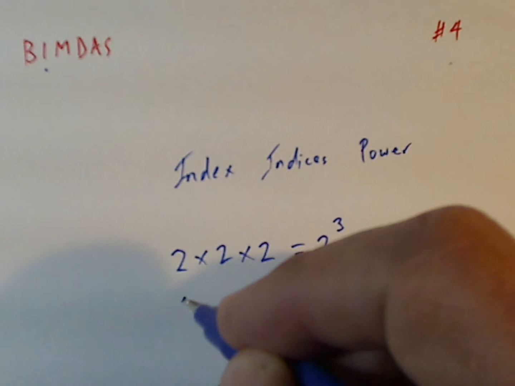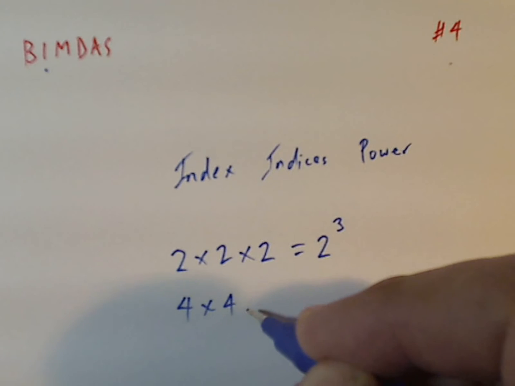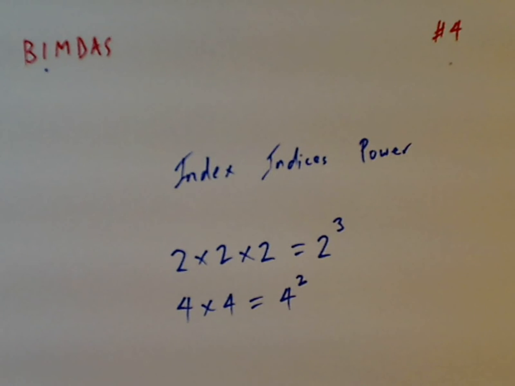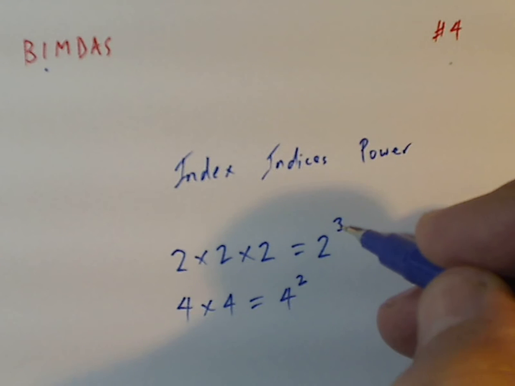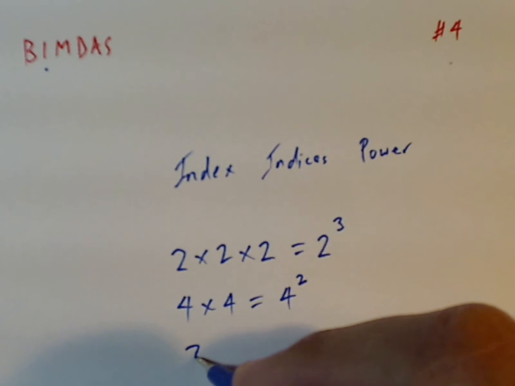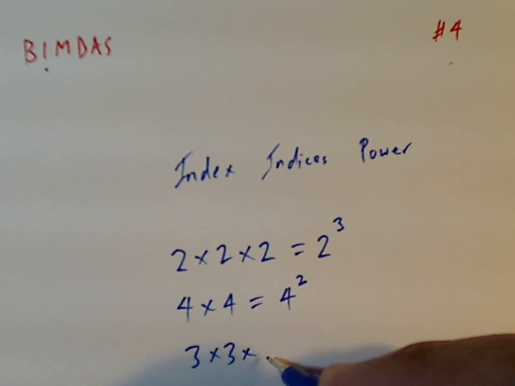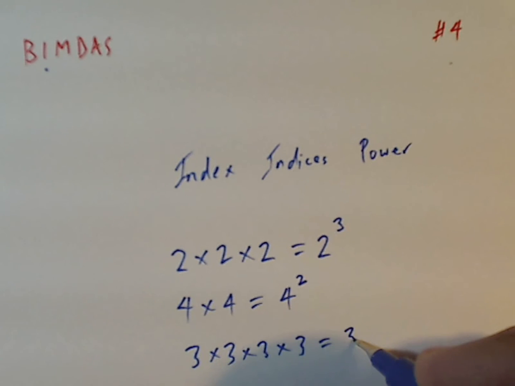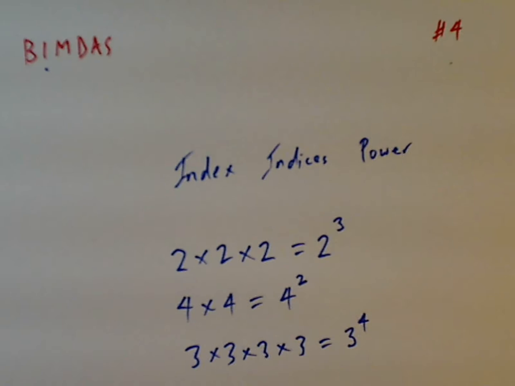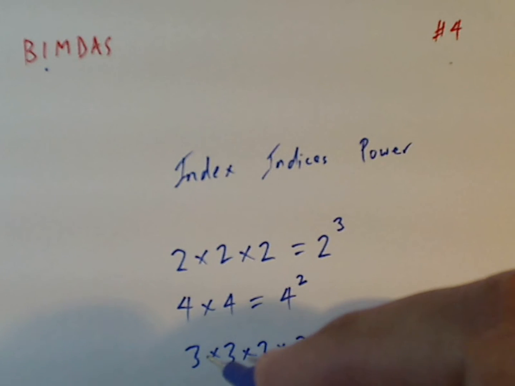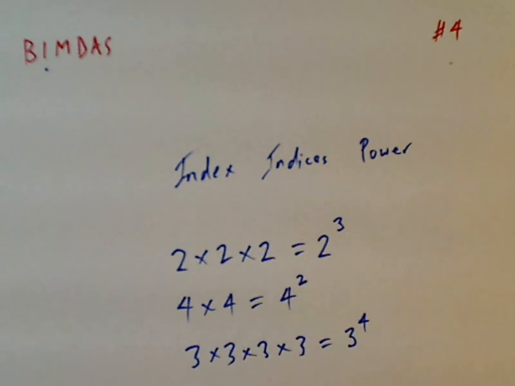So let's try another one. 4 times 4 would be 4 squared, or 4 to the power 2. And notice I've used a couple of extra terms there, haven't I? 2 cubed, 4 to the power 2. Let's try another one. 3 times 3 times 3 times 3. What we'd do is write 3 to the power 4. So there's our index, it's a 4, and it indicates that we mean 3 times 3 times 3 times 3.